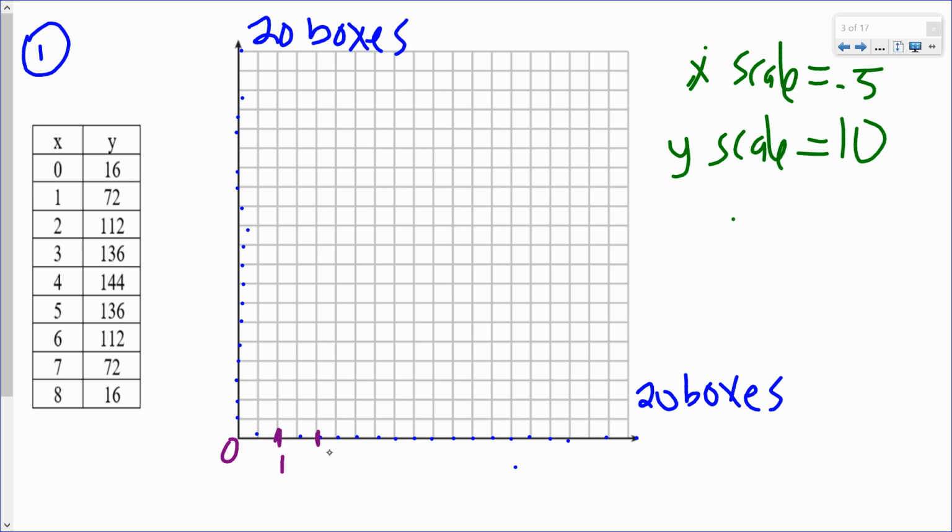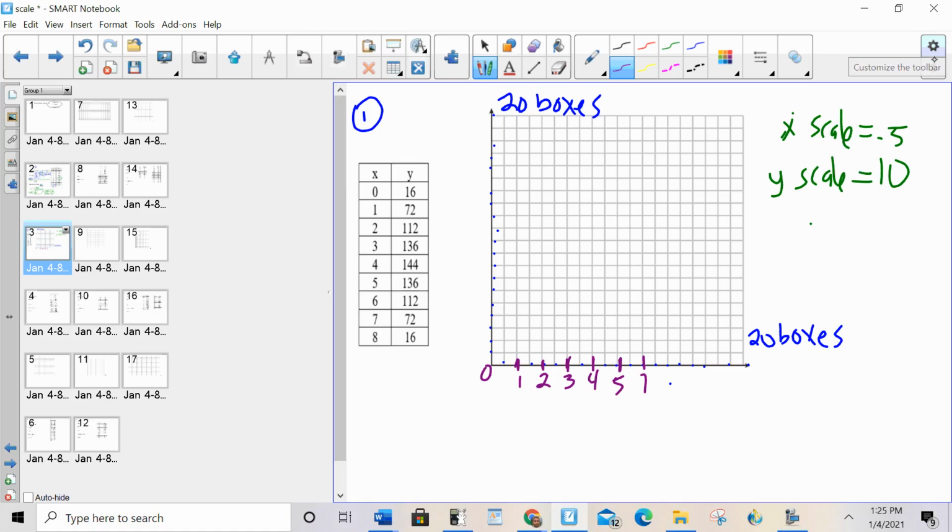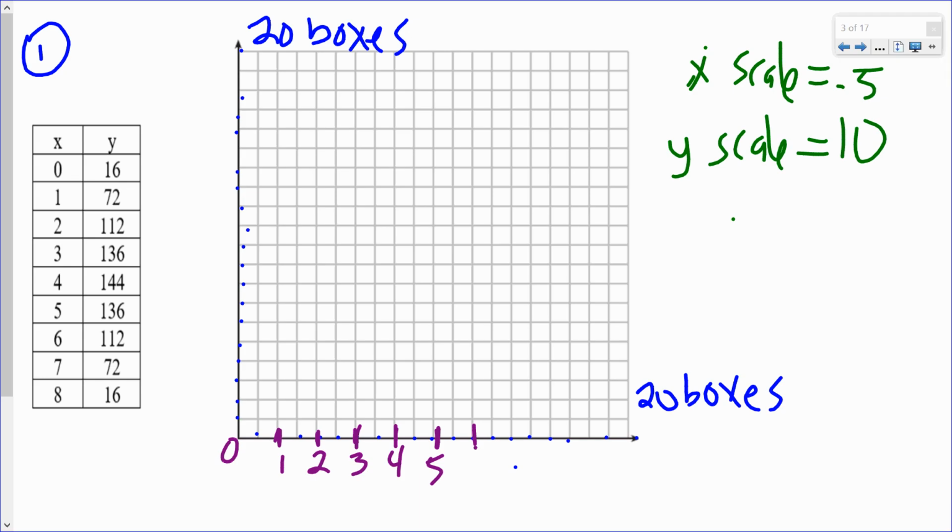In general, I don't like to label every single box, because when I label every single box, it gets very messy. So in general, I like to label every other box. It especially makes sense in this example since every other box is worth 1. So if every box is worth a half, every 2 boxes is worth 1. 6, 7, 8, 9, 10.